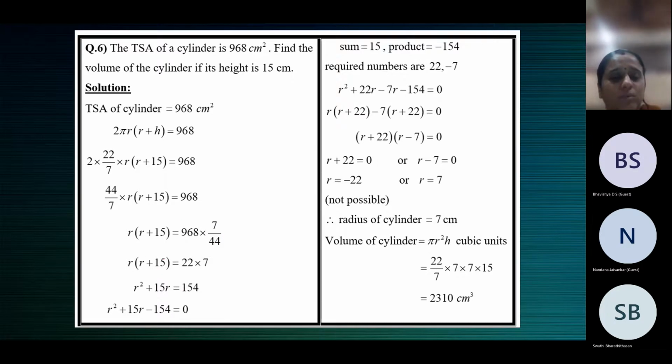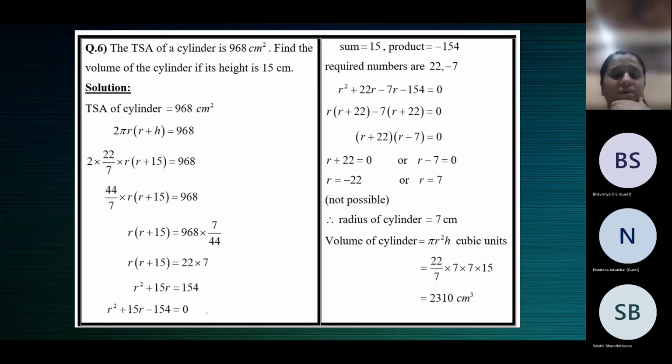Next, now you will have to open up the bracket. R into r is r square. R into 15 is plus 15r. 22 into 7 is 154. Now have all the terms on the same side. R square plus 15r minus 154 is equal to 0.